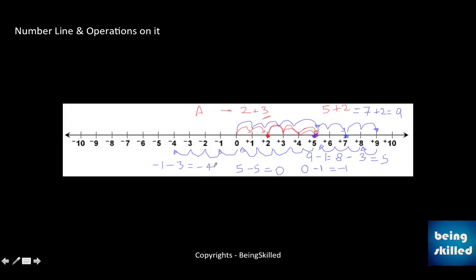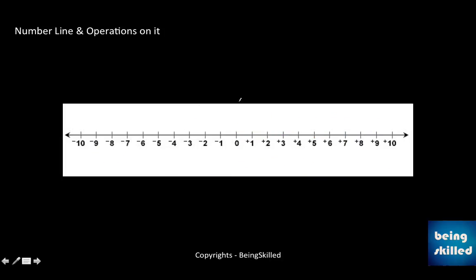Now if you want to subtract minus 6 from it, then you have to move 6 steps. 1, 2, 3, 4, 5 and 6. So we are at minus 10. So this is the best way to learn addition and subtraction. So you can keep on practicing it till the time you master it.